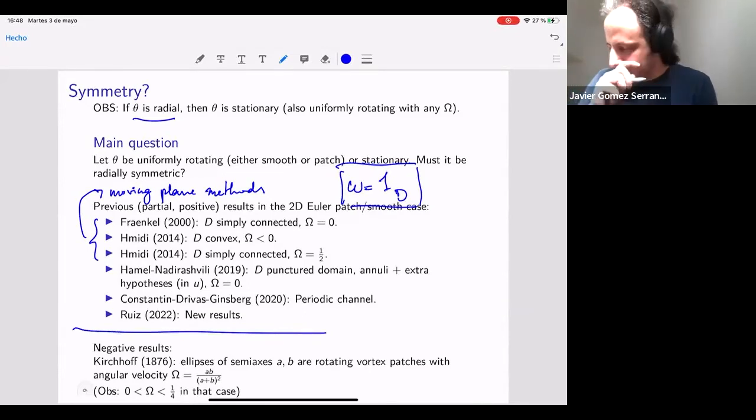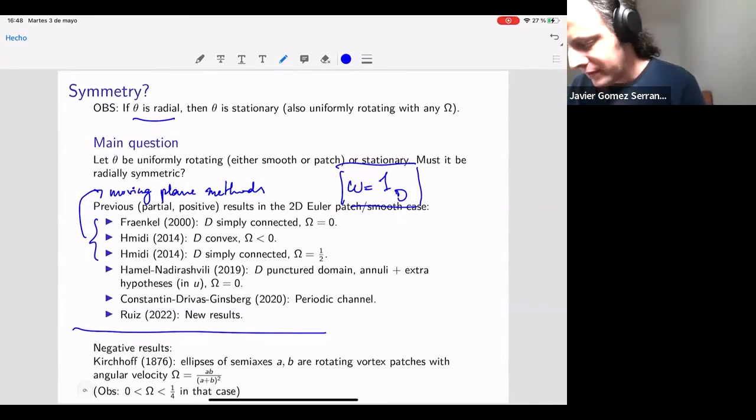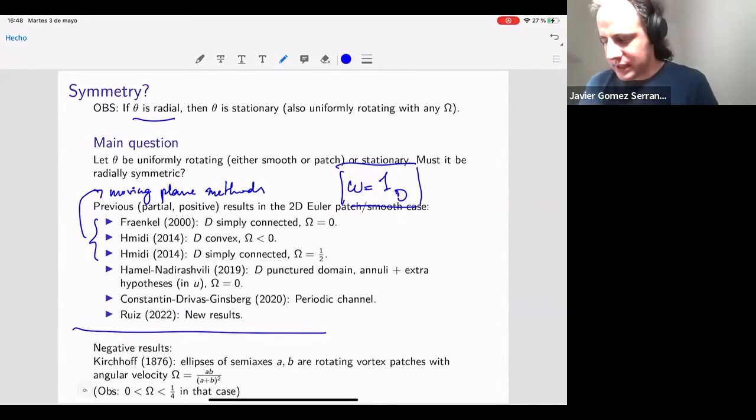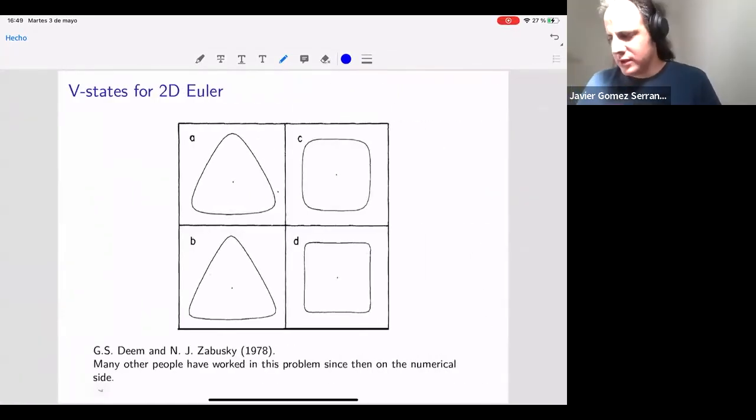flexibility. There is a family of explicit solutions constructed by Kirchhoff that are ellipses. So if you take an ellipse and evolve it by 2D Euler, then this is a uniformly rotating solution. One can compute the angular velocity explicitly, and it gets this formula. A and B are the semi-axes, and depending on the ratio of A and B, one can get an angular velocity which is between 0 and 1/4. Okay, so other than that, are there more? And the answer is yes.